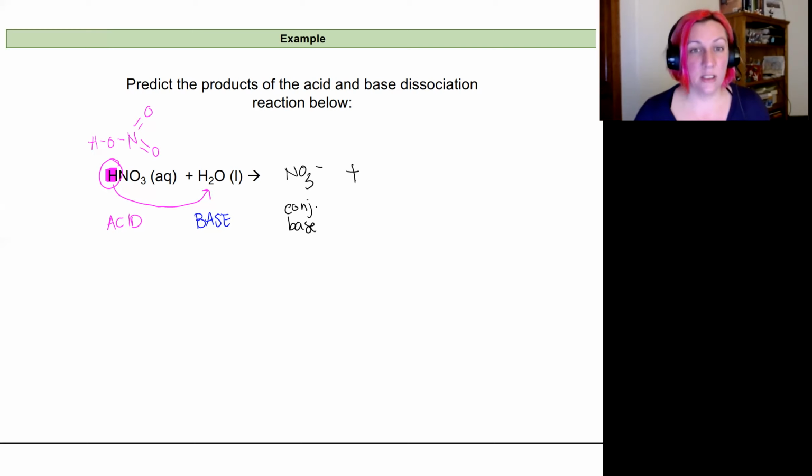And then I'm going to add a hydrogen to my water to form my products. And so that's going to be H3O instead of H2O. And it just gained a proton, so it's going to have an overall positive charge. And this is my conjugate acid.